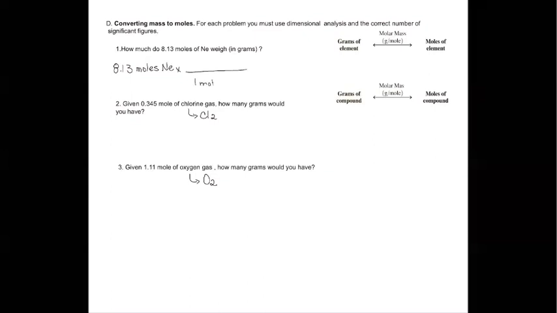in 1 mole of neon, because remember that we want to cancel the units of mole. There's going to be specifically 20.1797 grams of neon.